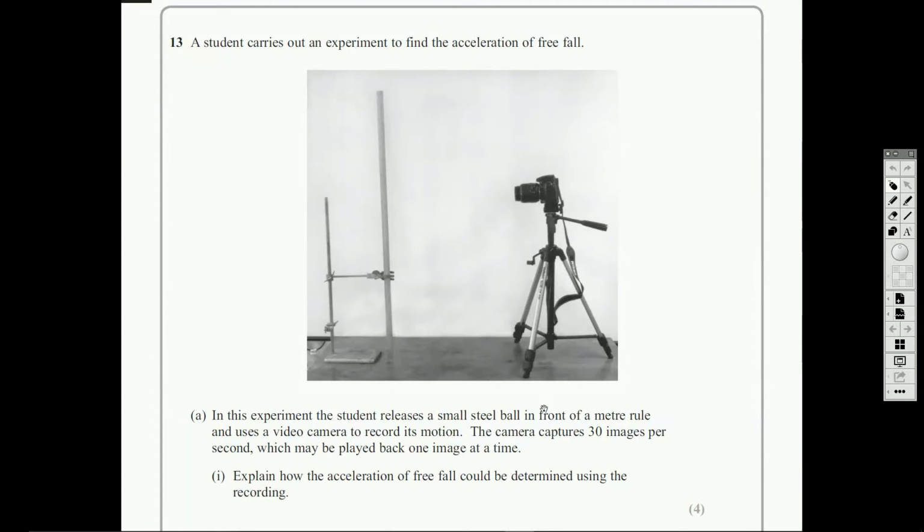So release a steel ball in front of a meter rule. The ball drops in front of the meter rule. Use a video camera to record its motion. The camera captures 30 images per second, which may be played back one at a time.